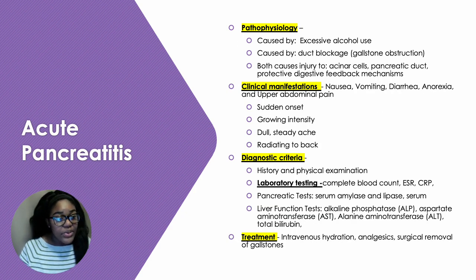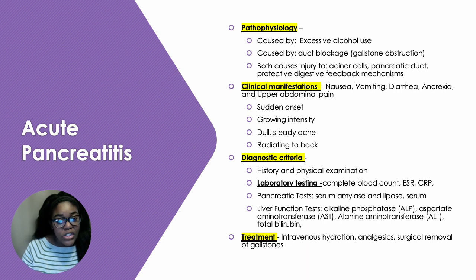So now we're moving into acute pancreatitis, and again, itis indicates some sort of infection or inflammation response, and we're of course focused in that pancreas. So the pathophysiology is that it is caused by excessive alcohol use, or it is caused by your biliary ducts being blocked, and normally you see gallstones that are the cause of obstruction there. Regardless of which cause, they both cause injury to your acinar cells within your pancreas, the pancreatic duct, and it also inhibits those protective digestive feedback mechanisms within the pancreas.